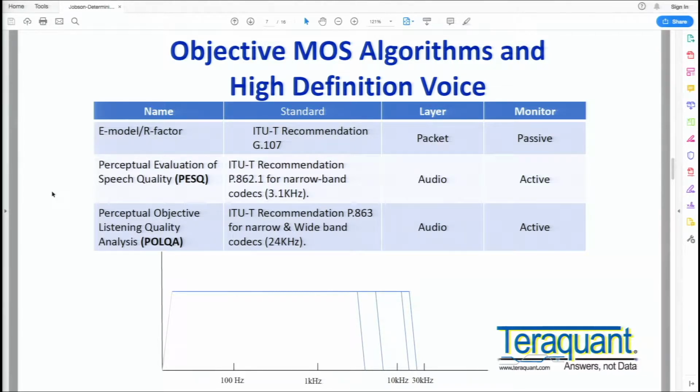In a lab, or if we want to test things at the audio level, then we would use PESQ, which was one of the earliest standards, came out in 2003. And then POLQA, so there were some improvements made on the PESQ algorithm to come up with POLQA. POLQA also went to wideband telephony, so G.722 codecs.